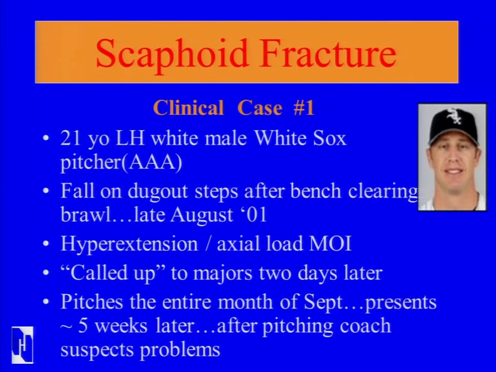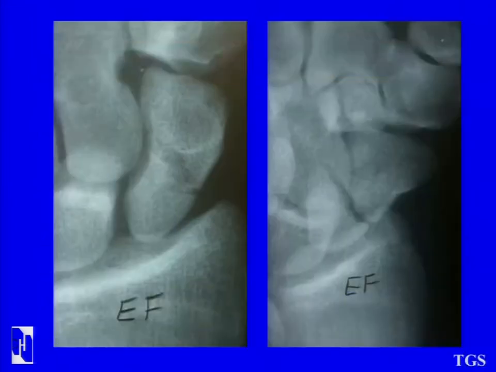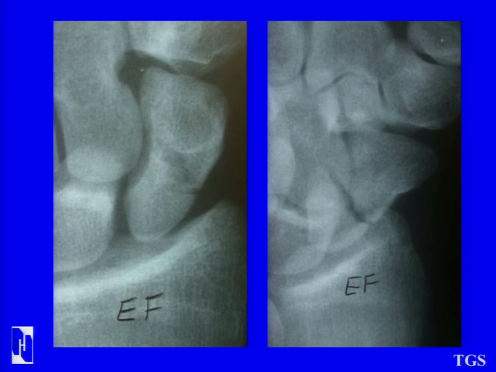It's a 21-year-old AAA pitcher in the American League, falls down the dugout steps after a bench clearing brawl in late August, sustains a hyperextension injury, and then he gets called up to the bigs 2 days later like they all do in early September. And throughout the month of September, his pitching coach watches his control become wildly erratic and his speed drop down in the low 80s. So they finally force him to go get an exam and x-rays, and here he is 5 weeks out, proximal third, already possibly a little cystic resorption.